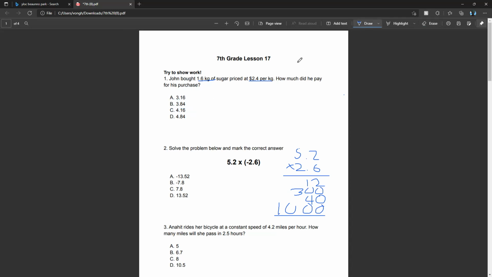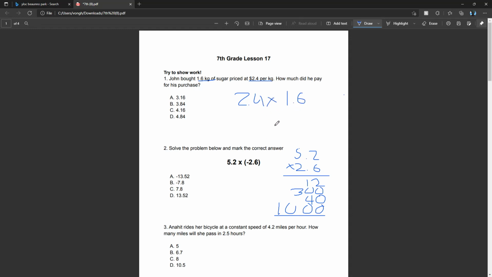This is the 7th grade worksheet for lesson 17. I'll be covering it. So the first part, we have John bought 1.6 kilograms of sugar, priced at $2.4 per kilogram. How much did he pay? So we know that for every kilogram he has to pay this much. So you just take 2.4 times 1.6.